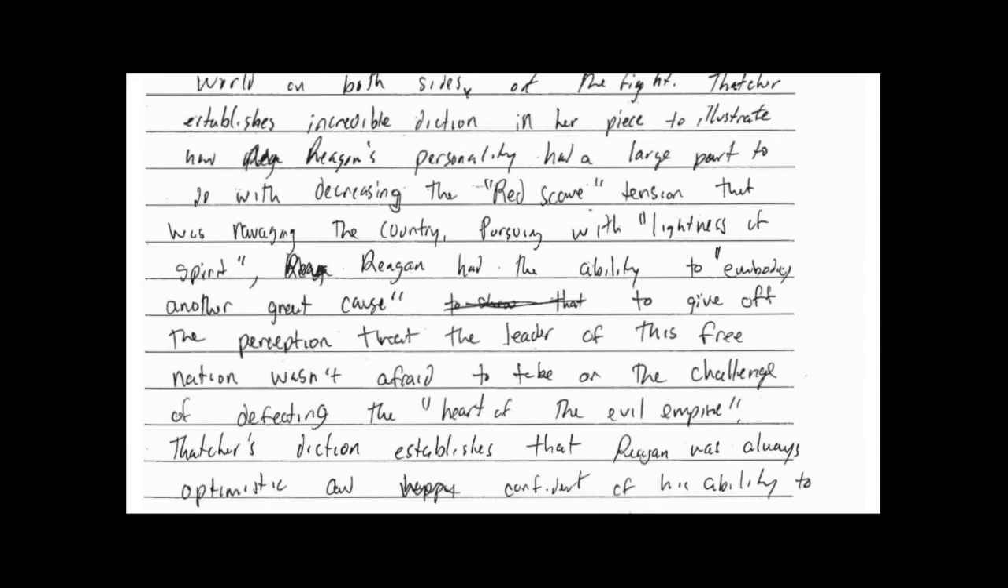So the student author is talking about the quotes that they provided here and saying that this shows that Reagan wasn't afraid to take on a challenge. That's descriptive language. And then it goes on those last 2 lines. Thatcher's diction establishes that Reagan was always optimistic and confident of his ability. Optimistic and confident of his ability is also descriptive language that is used to talk about what it is the student author wants you to see in the quotation.